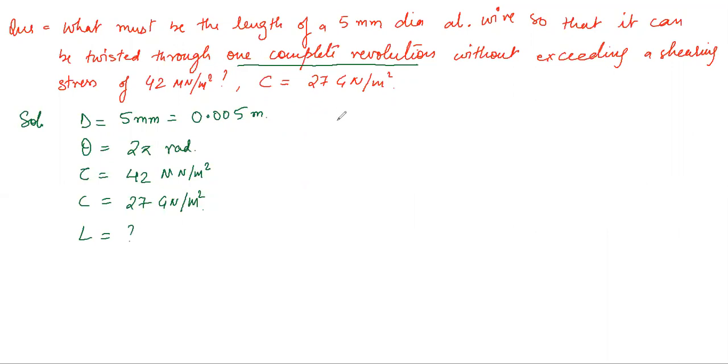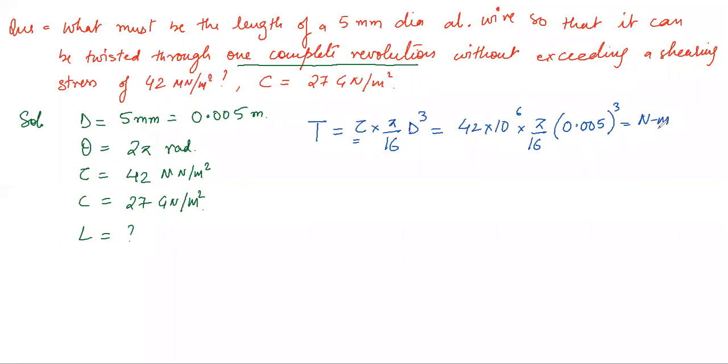So let's see this case. The torque transmitted by the wire. How much torque is transmitted by the wire can be defined as T equals tau into pi by 16 into D cube. Right? So when we write this expression, that is 42 into 10 to the power 6, because it is in mega Newton, into pi by 16 into 0.005 cube, and this whole unit comes in Newton meter, right? I believe the value of T should come to 1.031 Newton meter when we solve this, right?